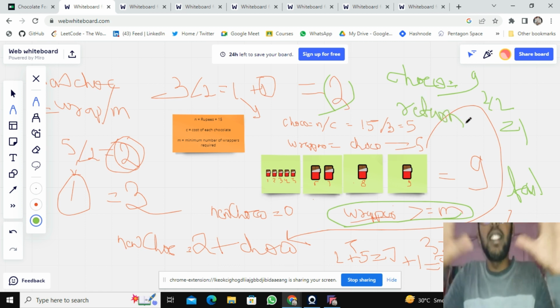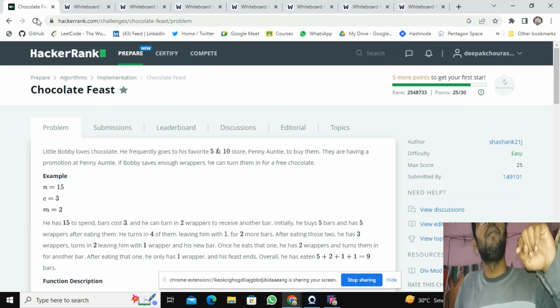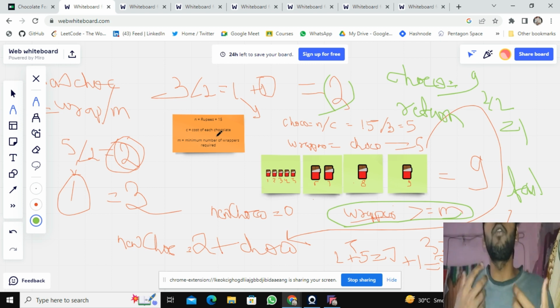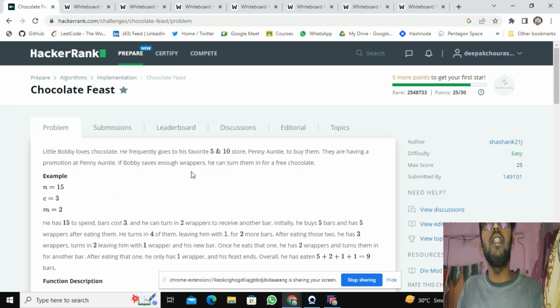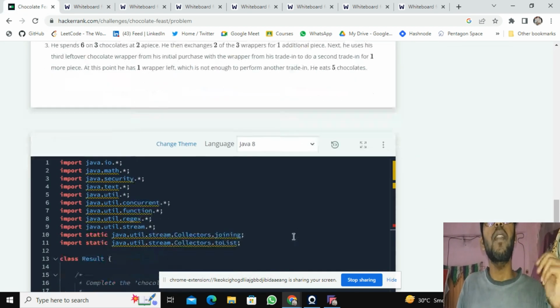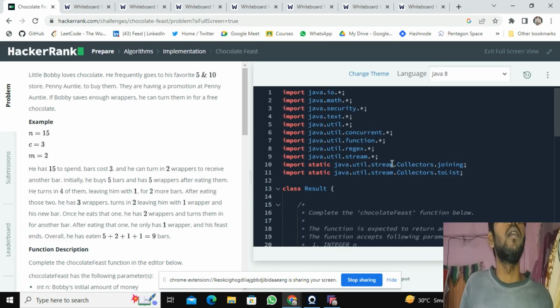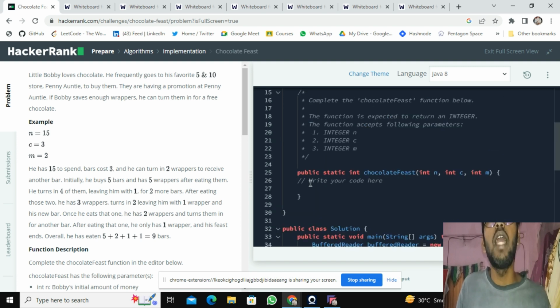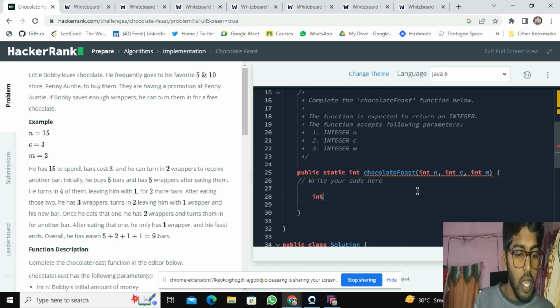So this was the basic idea of how it is going to happen. We'll do the same thing in the code, because if you have understood what we have to do and what the story is trying to convey, after understanding that I just have to write it in some coding language. So here you have to write your code. Initially, how many chocolates do I have?